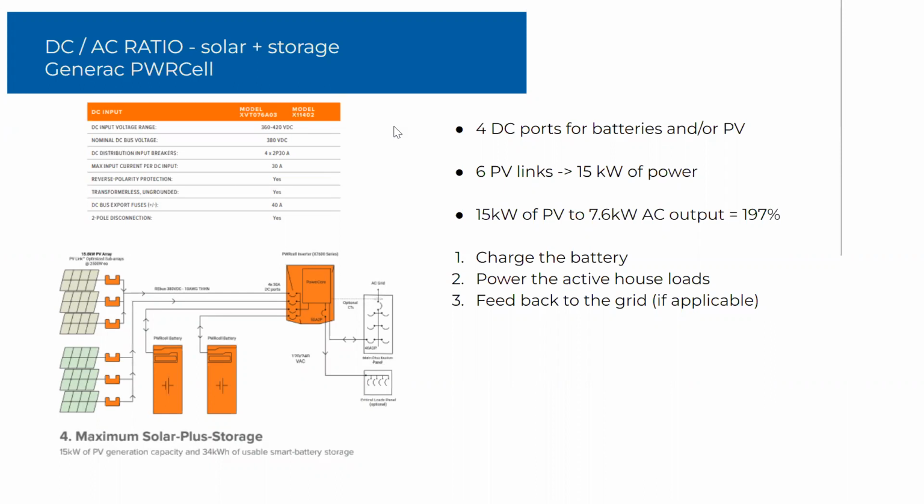Similarly, we're basically at 200% oversize because, just to reiterate, our priorities have changed. We want to charge the battery first, then power the active house loads. And the only way we can really do this efficiently is to add more PV and to oversize this. So we are consistent in our more PV than our AC rated output on the inverter solution.